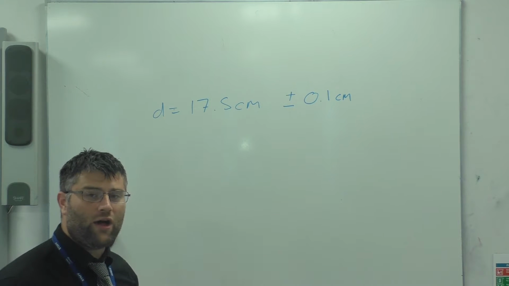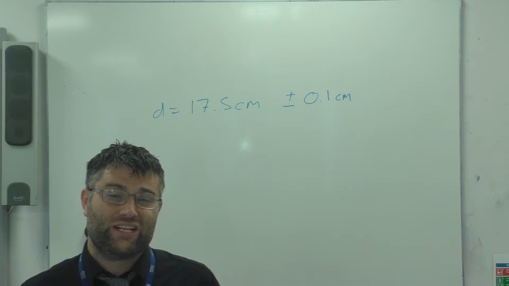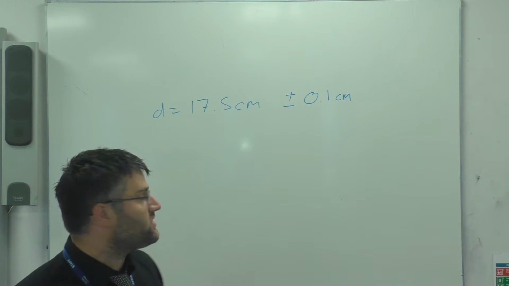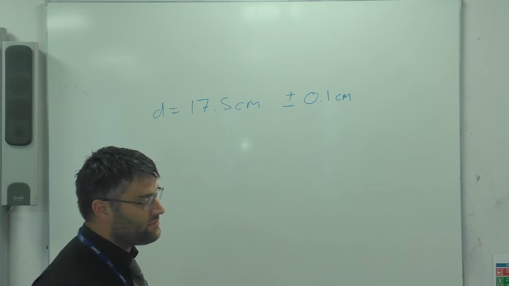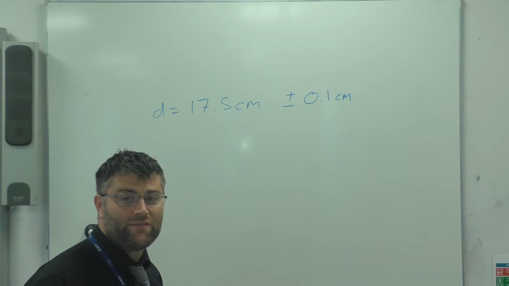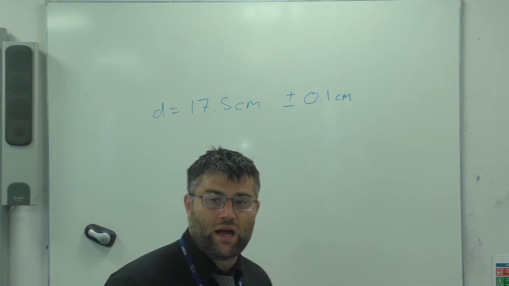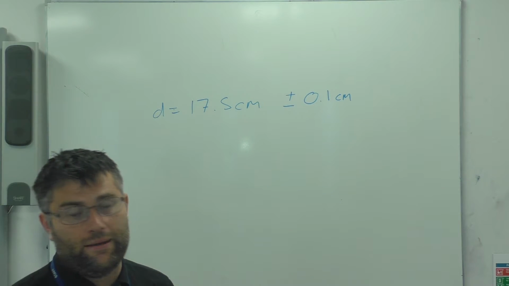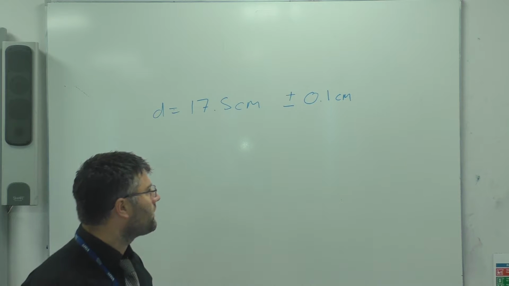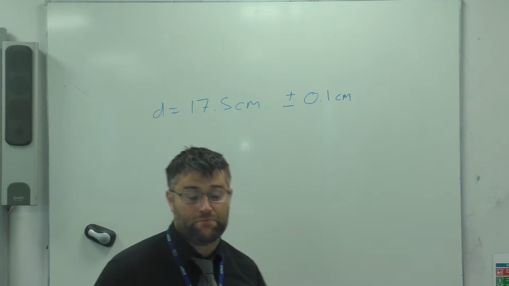And if you had a more accurate distance measure, you would observe that the distance I measured as 17.5 might actually be 17.52 or 17.53. We don't know, because we haven't got a small enough measure. So that's a basic understanding of uncertainty around a measurement.